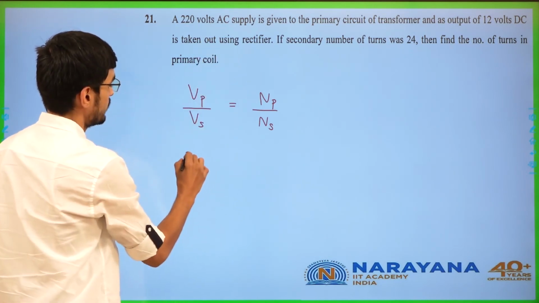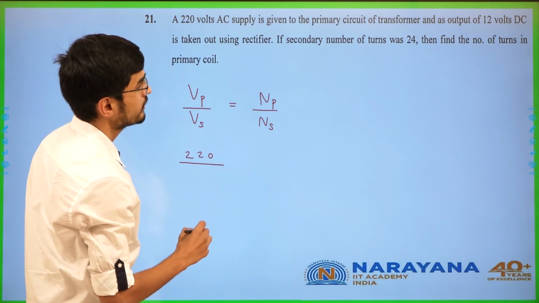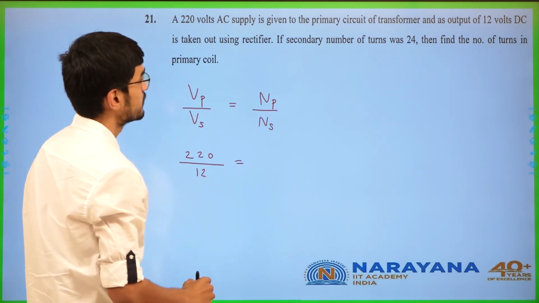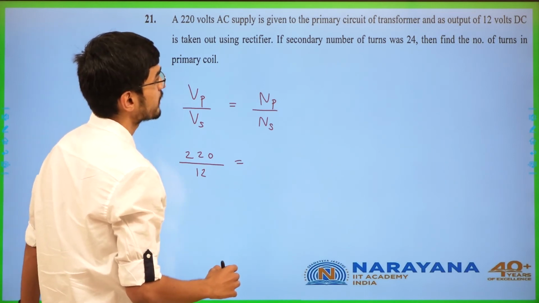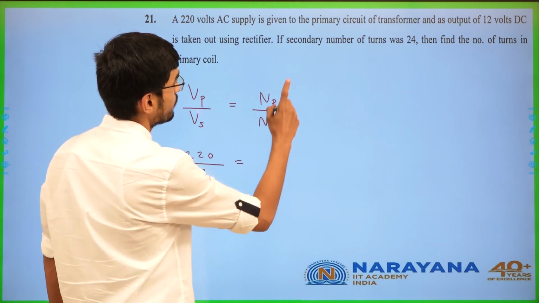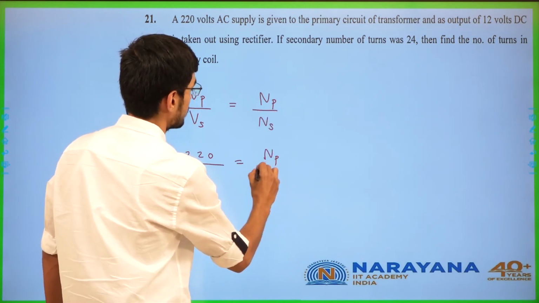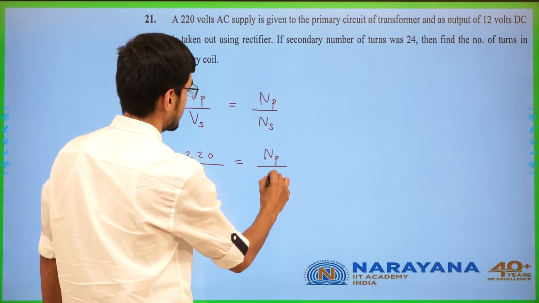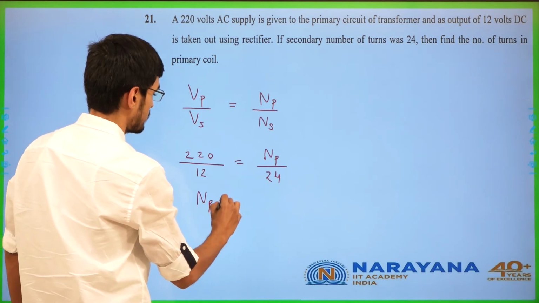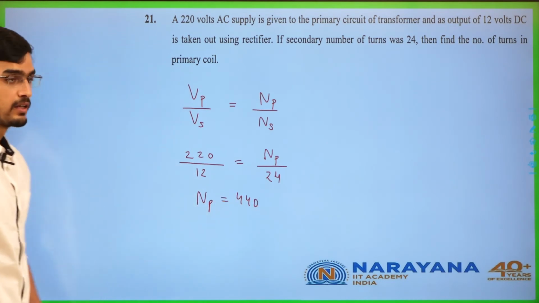Primary circuit has 220 volts, so 220 divided by the voltage across secondary, which is 12 volts, should be equal to the number of turns in primary divided by the number of turns in secondary. The number of turns in primary is to be calculated, right? So NP divided by number of turns in secondary, which is given as 24. So the number of turns in primary will come out to be 440. Next question.